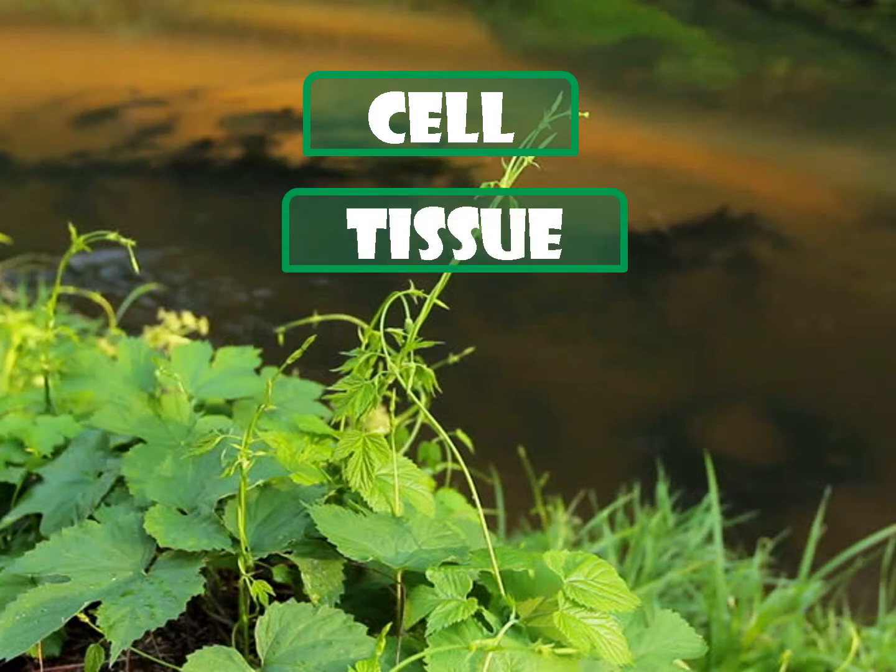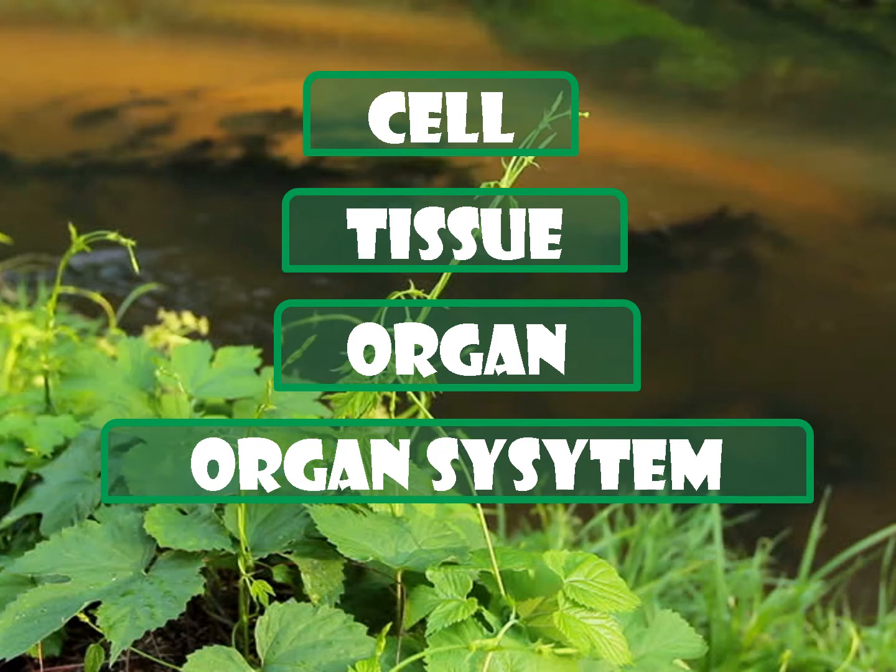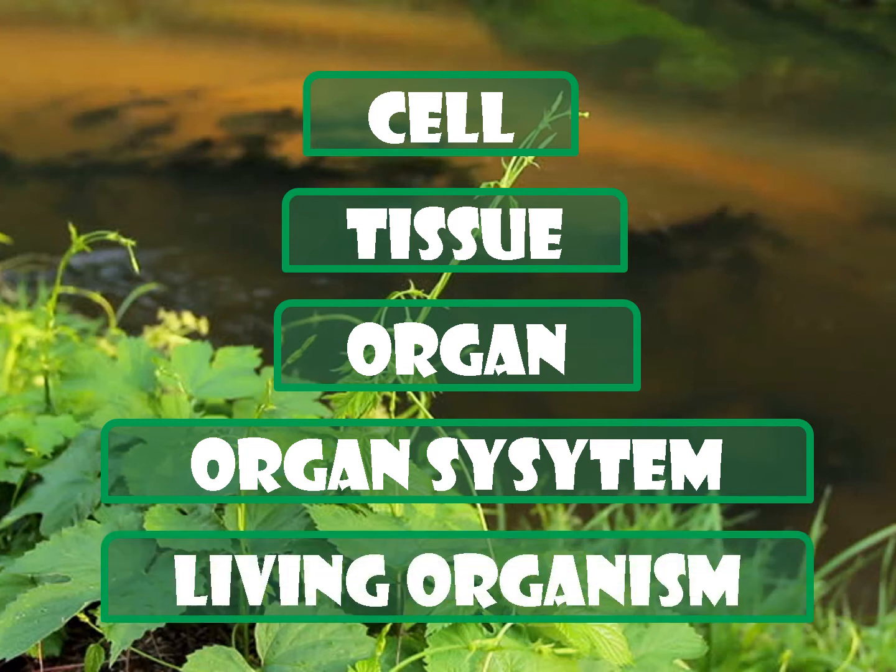Next is the tissue. A tissue is a group of cells which work together to achieve one function. Moving forward, a group of specific tissues which work together to achieve one purpose is called an organ. A combination of different organs gives us the organ system. Different organ systems which work together make up a living organism.